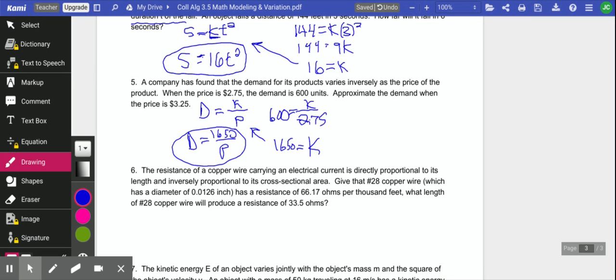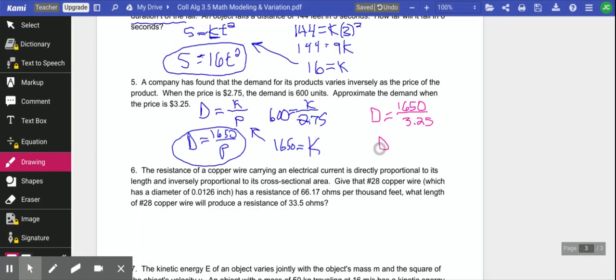There's our model. That's not the end of this problem. It now says approximate demand when the price is $3.25. So we're going to use this equation we just created. So we plug into that model, and we're just going to grab a calculator and divide, and it's going to be 508 units. They didn't tell us what we were selling, so just units. We'll see an example of some other types of variation in the next video.